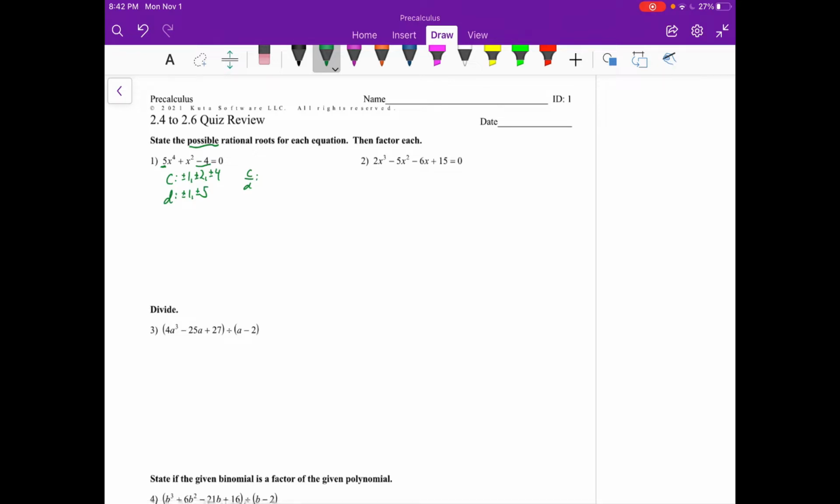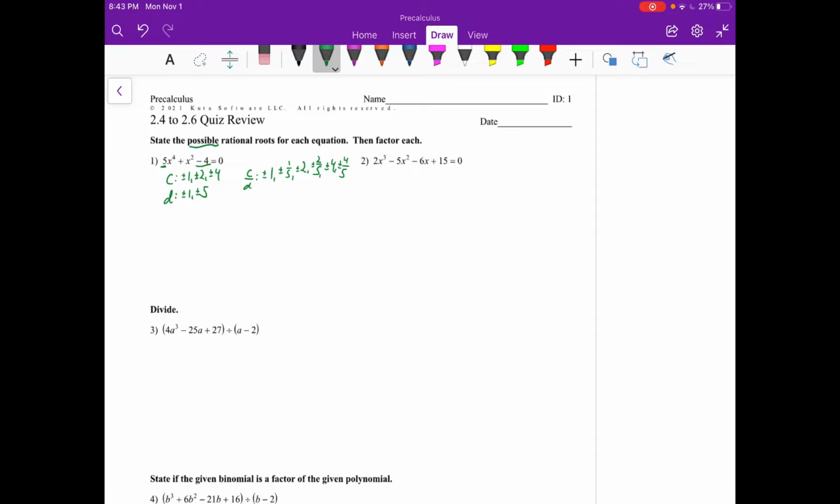So 1 over 1, 1 over 5, 2 over 1, 2 over 5, 4 over 1, and 4 over 5. So those are our possibilities. Now, it says then factor each.